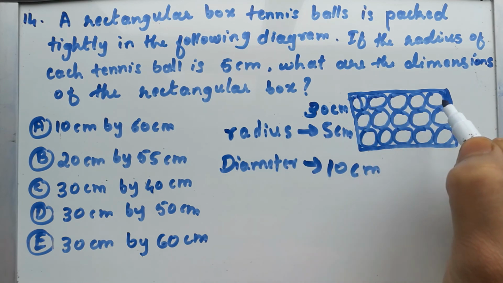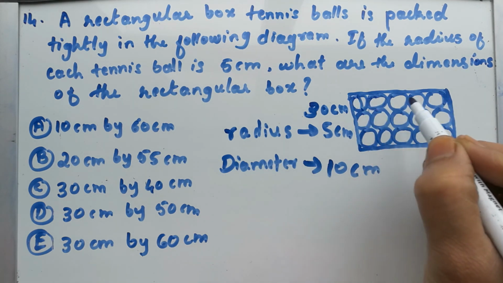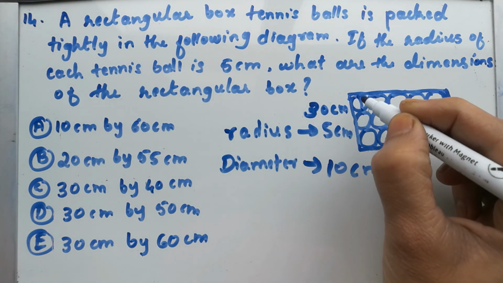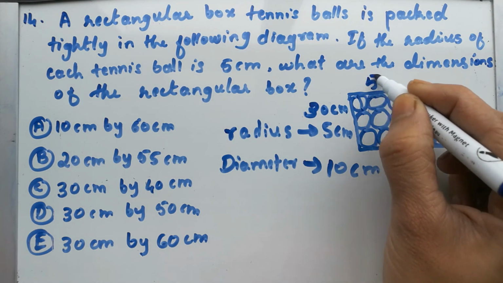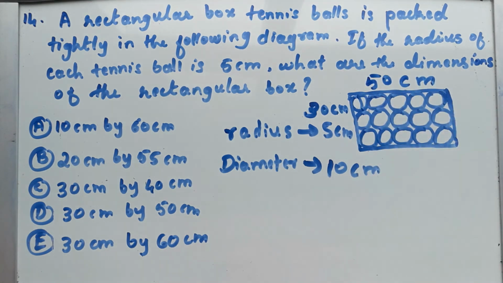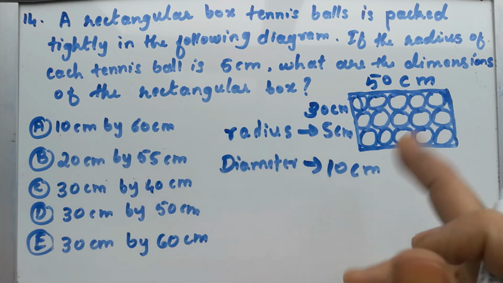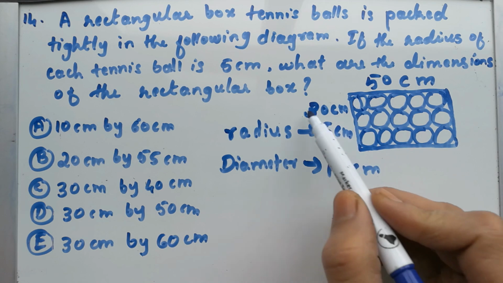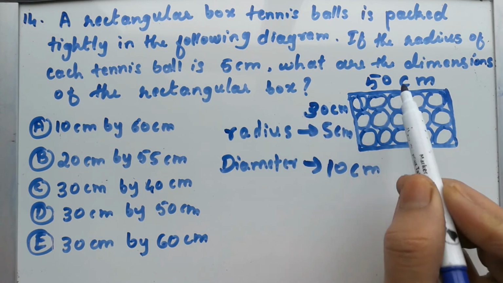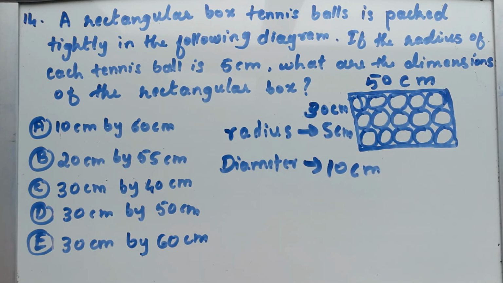How many balls are fitting here? 1, 2, 3, 4, 5. That is 50 centimeters. So the dimensions of the rectangular box are 30 centimeters by 50 centimeters. So the answer is D.